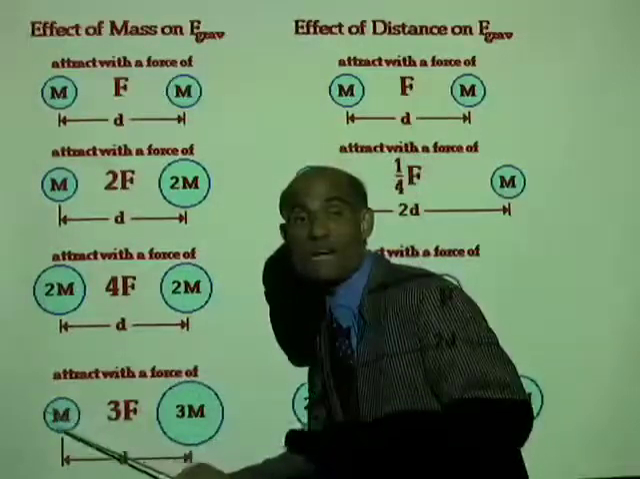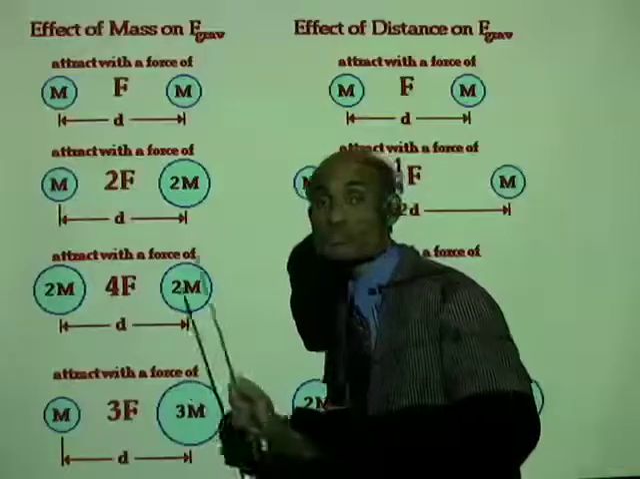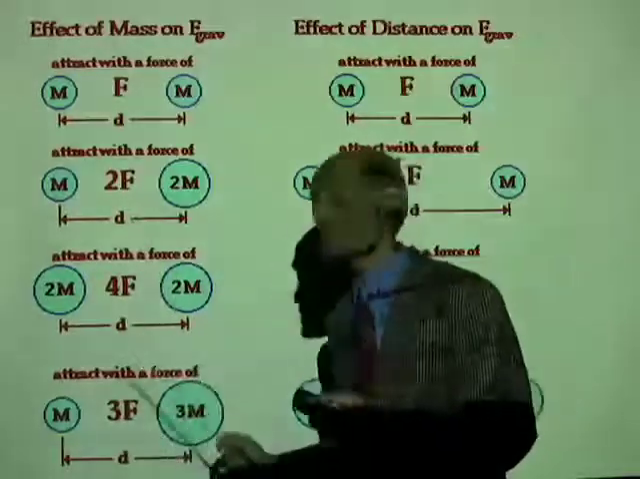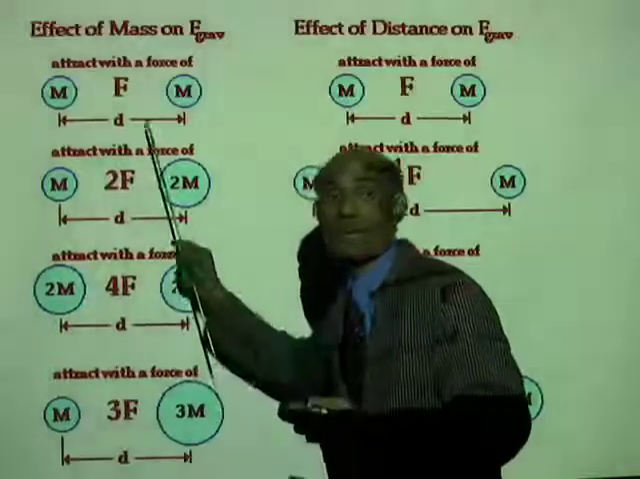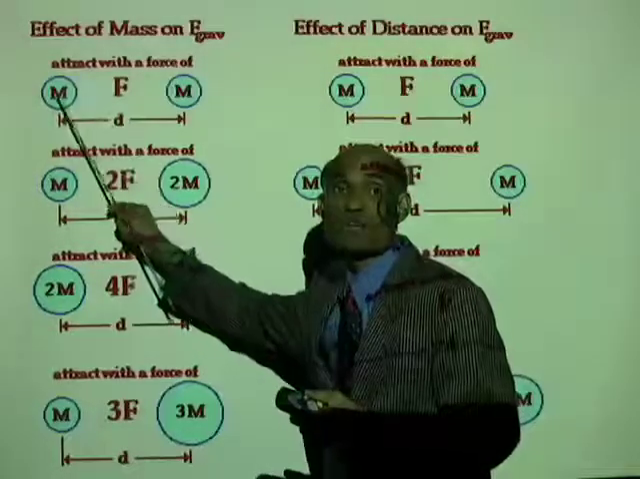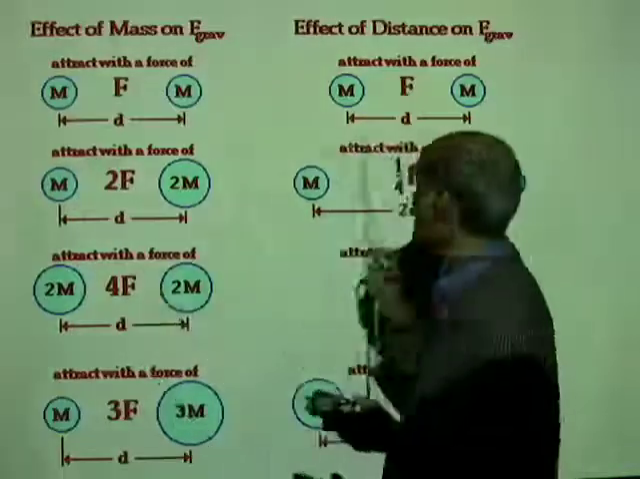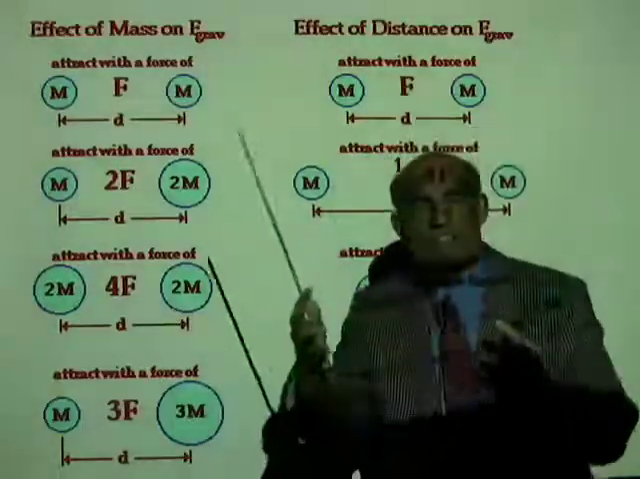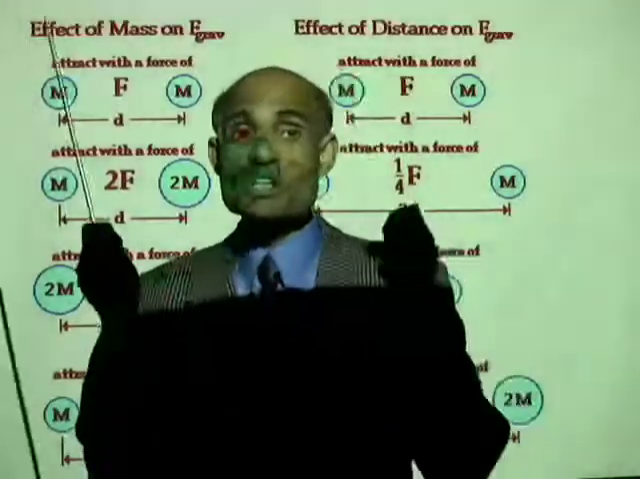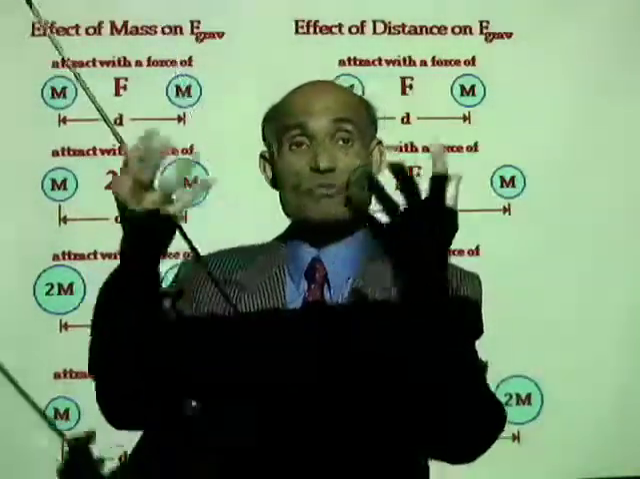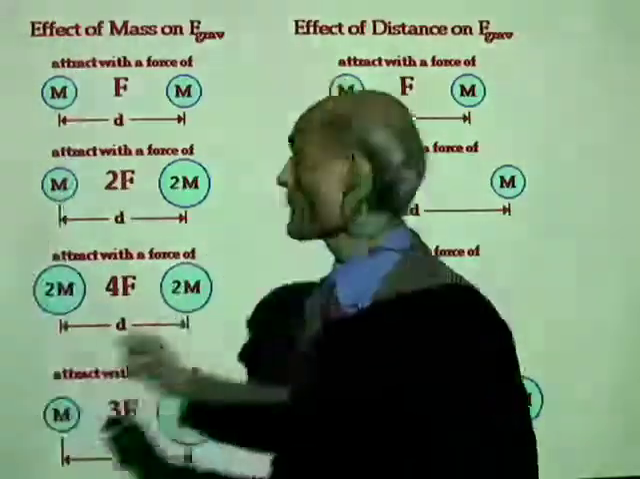If the first mass remains m and the second mass is now 3 times the original mass, the force between them will be 3F, where F is the force between m and m. Alright, now let's see what happens if you change the distance between them. Well, as the distance decreases, the force will increase. Now the question is, by how much?